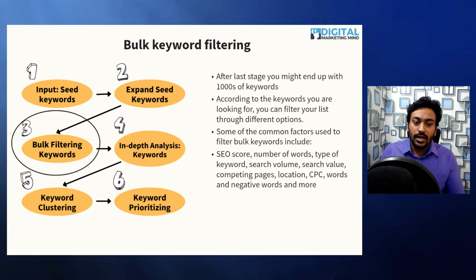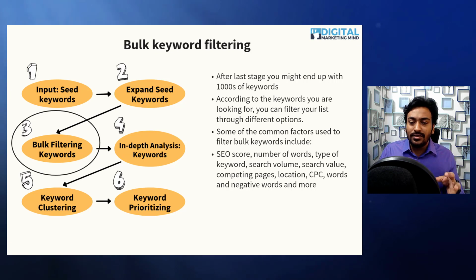So because of that, we will look into ways to filter the list using different combinations of factors. We can use something like average SEO score, number of words of keyword, type of keyword, search volume, search value, competing page, location, CPC, words included, and more. Most of these features will be included within keyword research tools, and more specialized features can also be found on each of the different keyword research tools, depending on their special features and functionality.